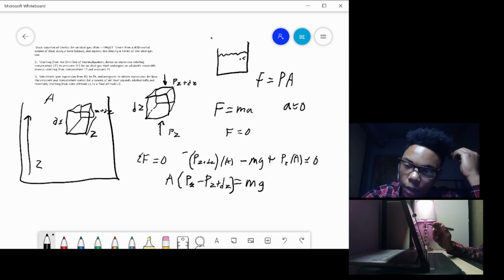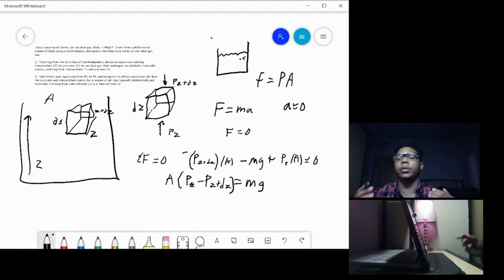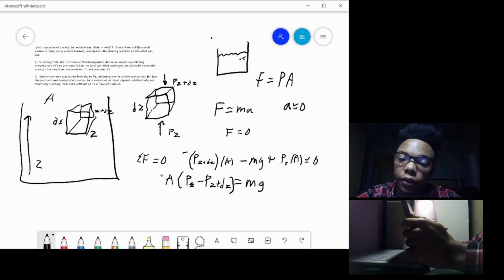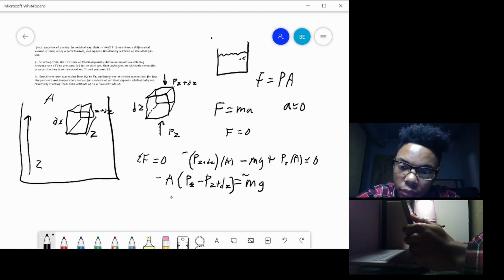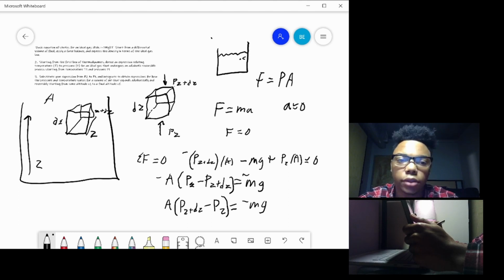And now there's just one problem here, and our problem is that our acceleration of gravity is going to be negative. So what we need to do is divide over a negative so that we get A, the cross-sectional area, times P of z plus dz minus P of z equals our negative mass times acceleration due to gravity.